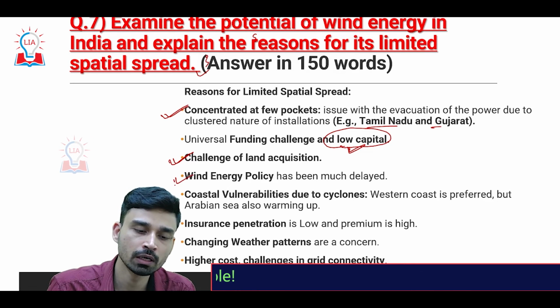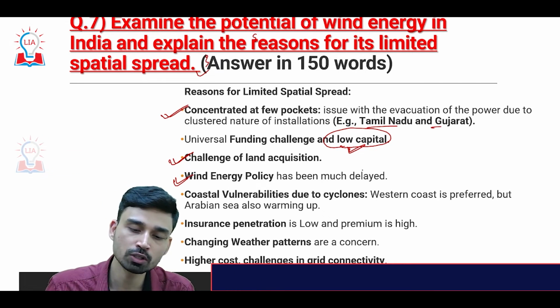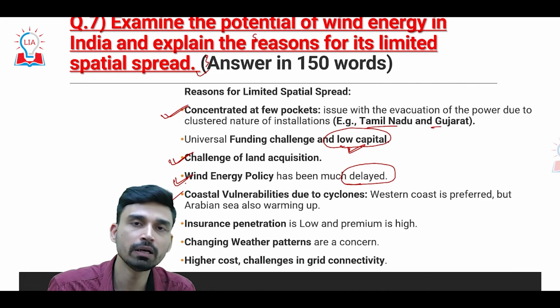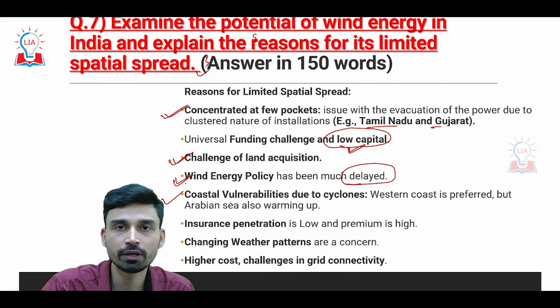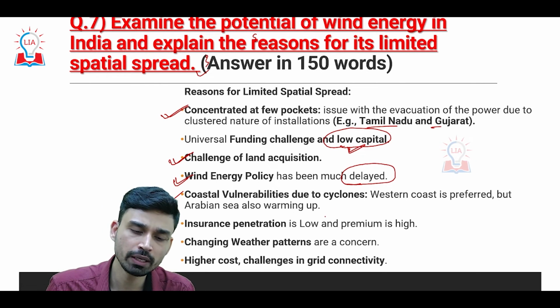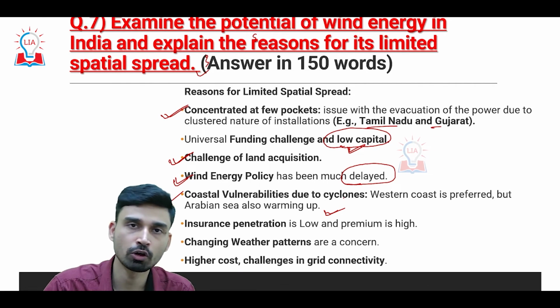We have the wind energy policy that has been unveiled by the Ministry of New and Renewable Energy, which has also come at a much more delayed time. Then we have vulnerabilities in the coastal area. We have just discussed a few minutes back that the whole coast of India, including the eastern coast as well as the western coast, is vulnerable to cyclones and different kinds of storms, and that is why there is a threat of damage to the wind energy plants or wind farms.